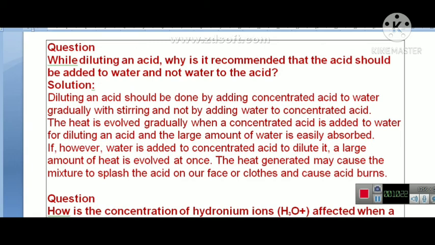The heat is evolved gradually when concentrated acid is added to water for diluting it. Thus, the large amount of heat is easily absorbed by the water. If, however, water is added to the concentrated acid to dilute it, a large amount of heat will be evolved at once, and the heat generated may cause the mixture to splash out. That is, the acid will splash out during this activity onto our face or clothes and cause acid burns.